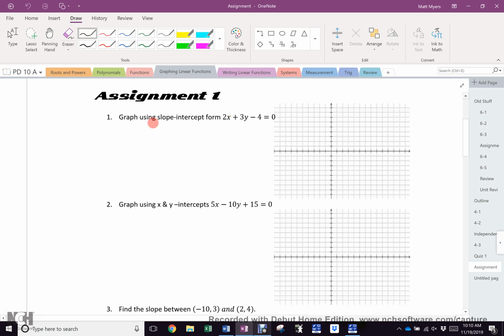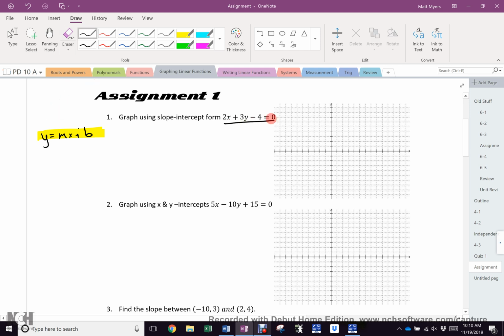So, this question says graph using slope-intercept form. Slope-intercept form, if you looked in your notes, is y equals mx plus b. When y is by itself, m is what? The slope. B is what? The y-intercept. So if I have an equation that looks like that, I can go to that point and count for slope.